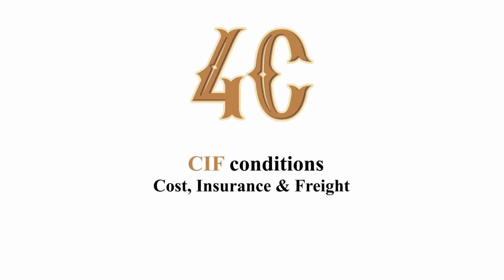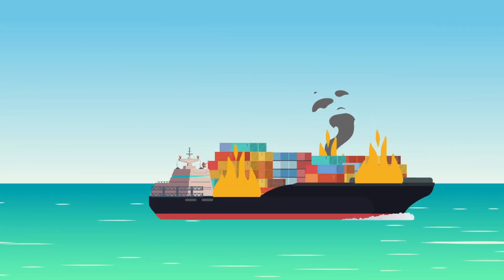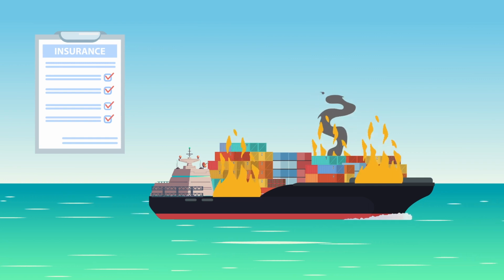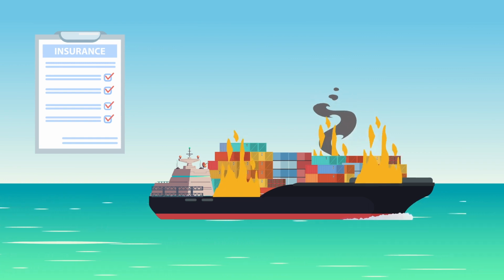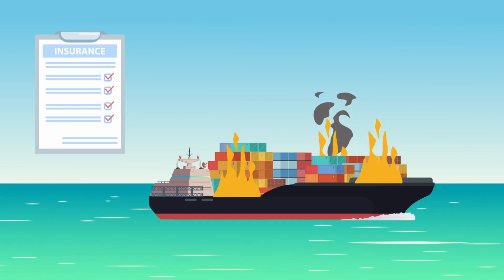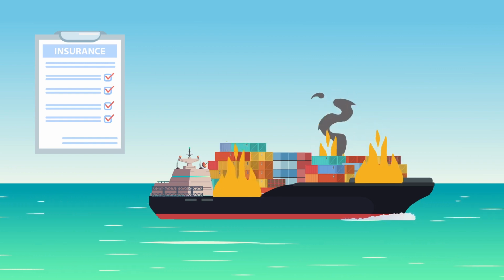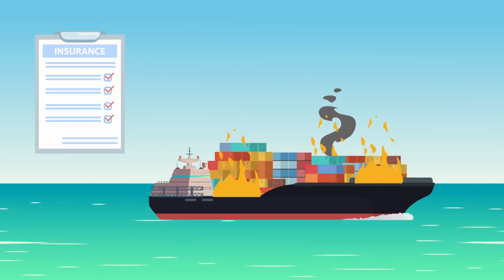Next is CIF conditions, or cost, insurance and freight use case. If the seller has the ability to buy insurance for the shipment when the goods are transported on a ship, the seller should do this at his own expense to buy insurance, calculate this cost in advance to the goods, and sign the contract under CIF terms.